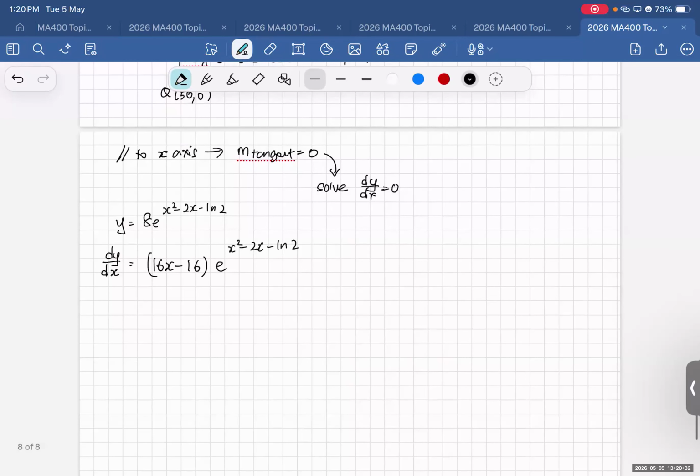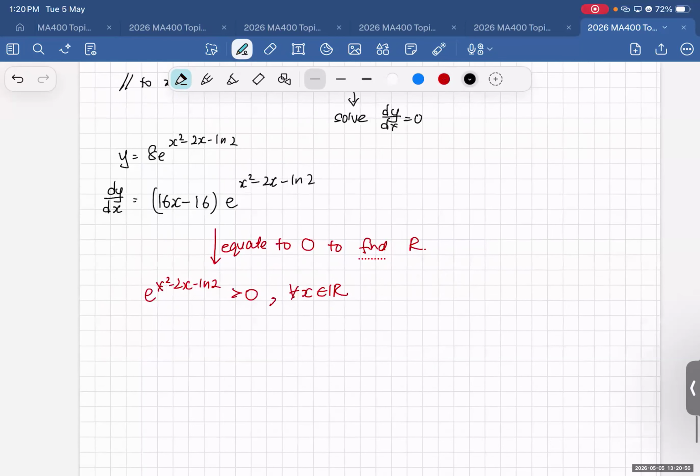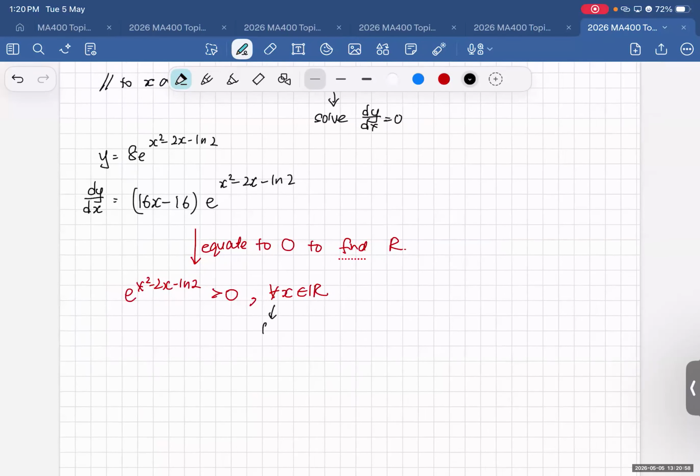Okay. So now, remember, we need to equate this to 0. We equate to 0 to find R. Right? And you know that x squared minus 2x basically is an exponential function. It is more than 0 for all x is real. This symbol means for all. Have you all seen this before? This one means member. Since this, therefore you have 16x minus 16 equals 0, which is x equals 1.